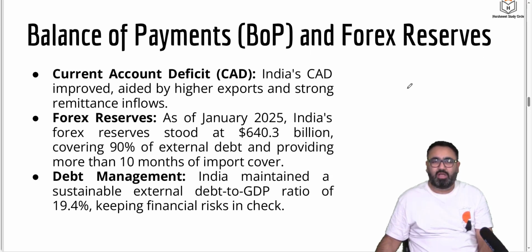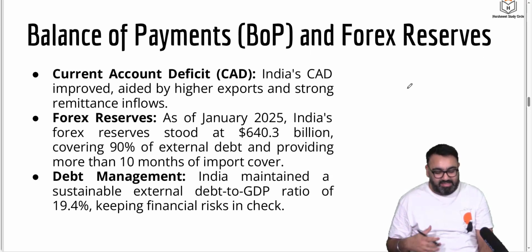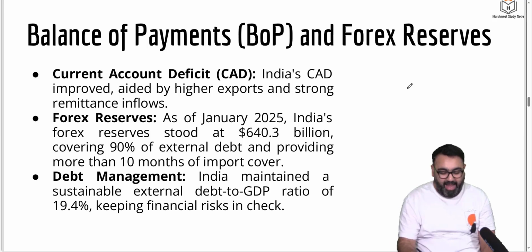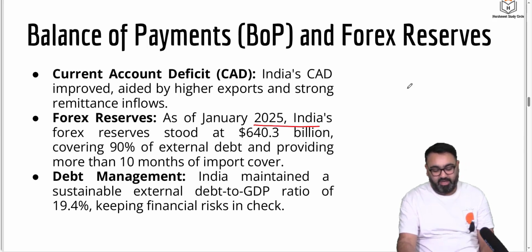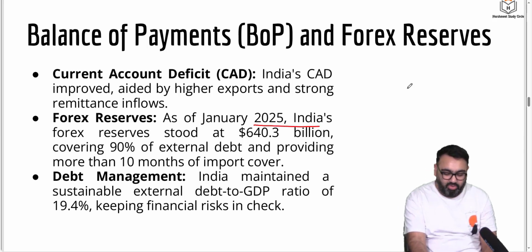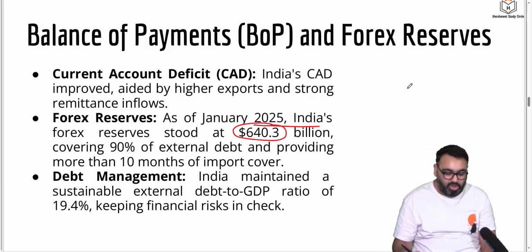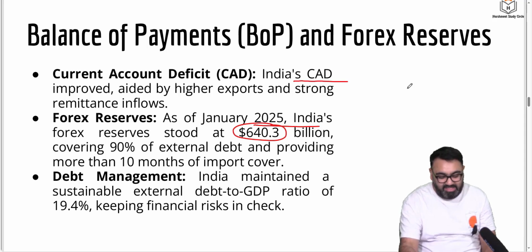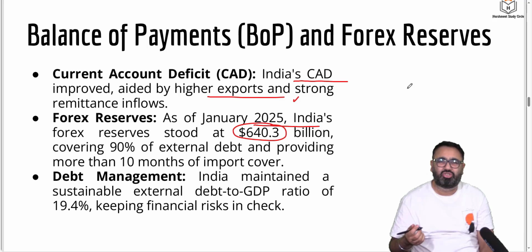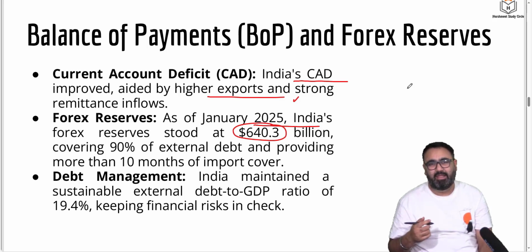Then, because our exports are improving, it's a good sign for the balance of payments as well. That means we have good foreign exchange reserves for imports. As of January 2025, the most updated data, India's forex reserves are about $640.3 billion. It's a very good sign. Also, our current account deficit improved, because of which our currency has also stabilized. Although it is degrading as compared to the dollar, it has reached a stable level.